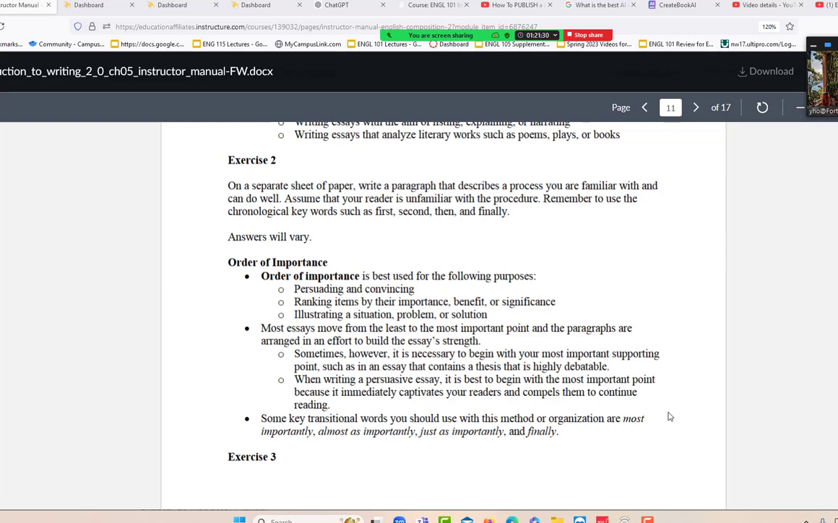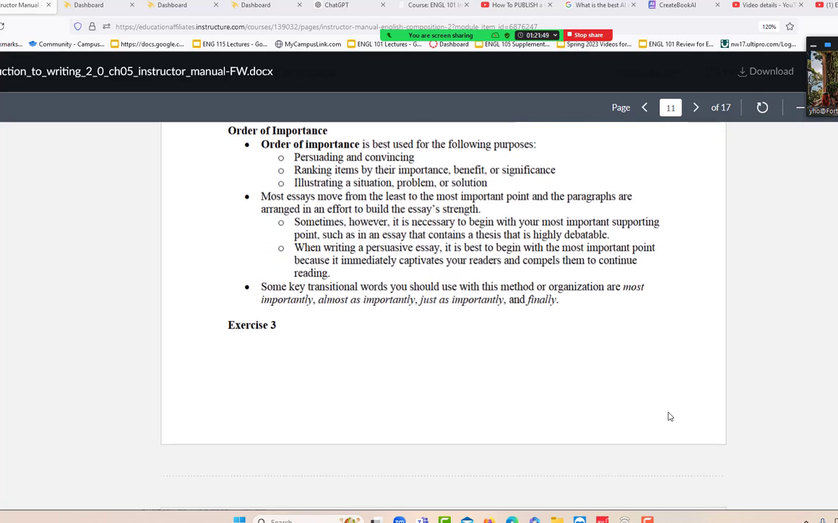Sometimes, however, it is necessary to begin with your most important supporting point, such as in an essay that contains a thesis that is highly debatable. When writing a persuasive essay, it is best to begin with the most important point because it immediately captivates your readers.